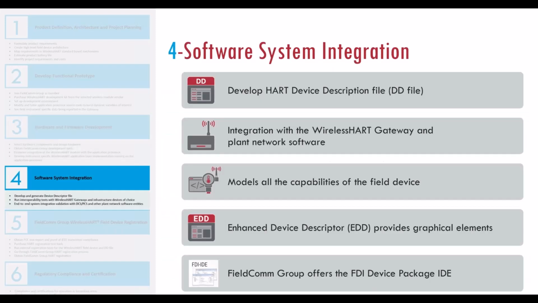Now, once you've done all that, you're ready to move on to software system integration. So at this point, you have a good understanding of what your instrument needs to do. For each field instrument, you will need to develop a HART device description file. This HART device description file exposes the capabilities of your instrument. It really tells the DCSs or the entities that are running on the plant network what your instrument is capable of, what values are being reported, what type of diagnostics you are reporting. It basically models all the capabilities of the field device.